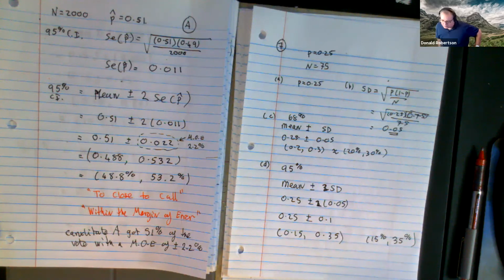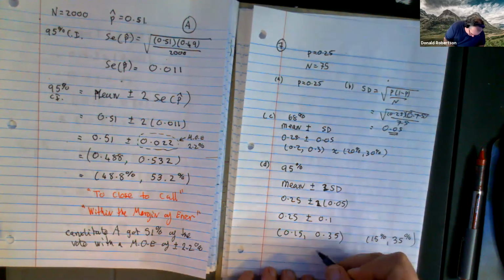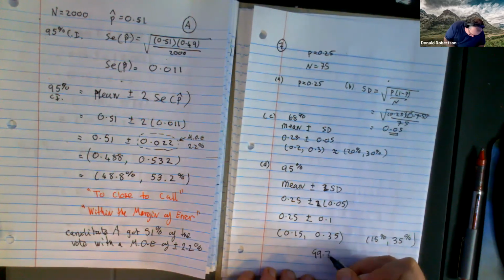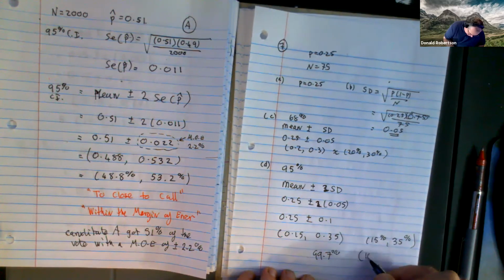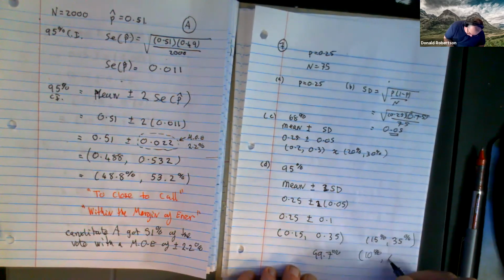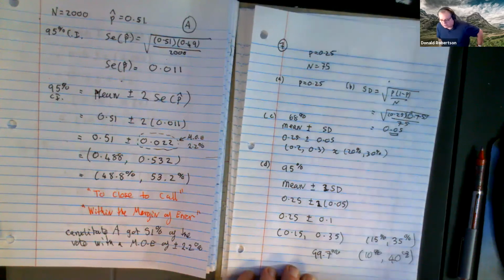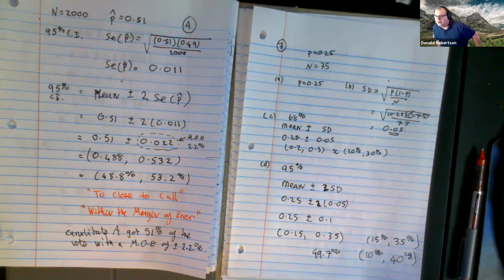Are we good? Just for completeness sake, if you did a 99.7%, the answer would be somewhere between 10% and 40%. Would you agree that's a huge range? But at least you're 99.7% sure that it is somewhere in that range.